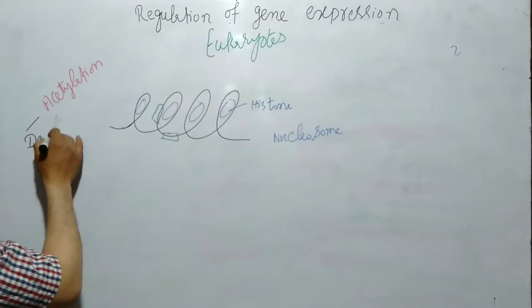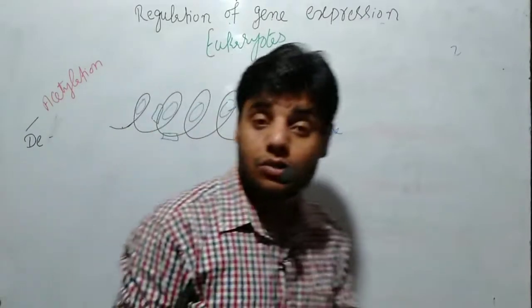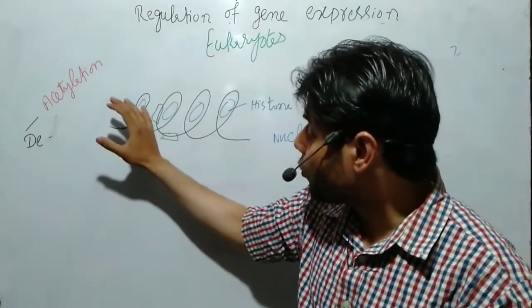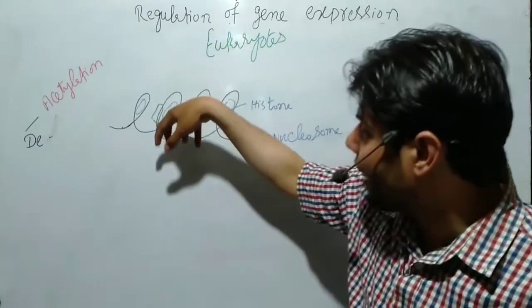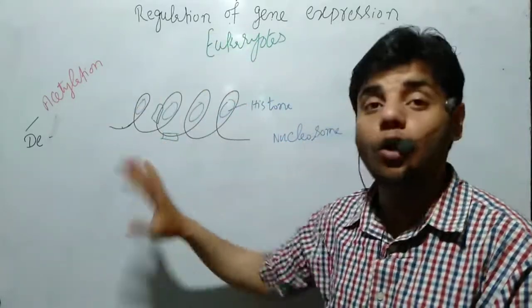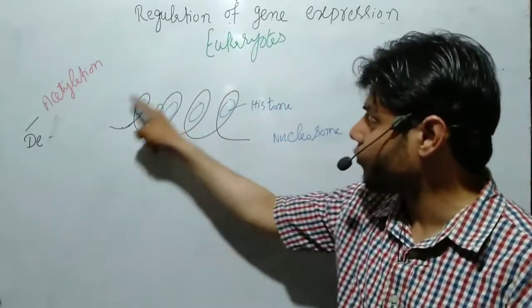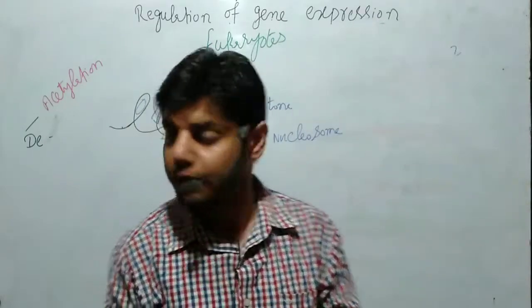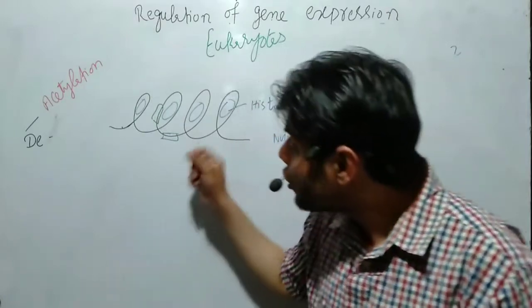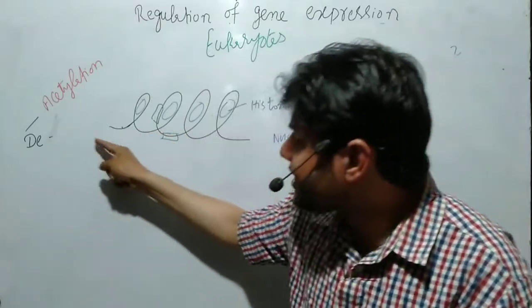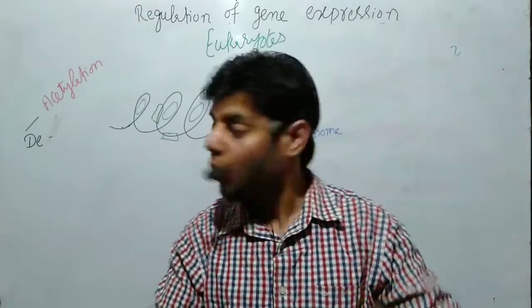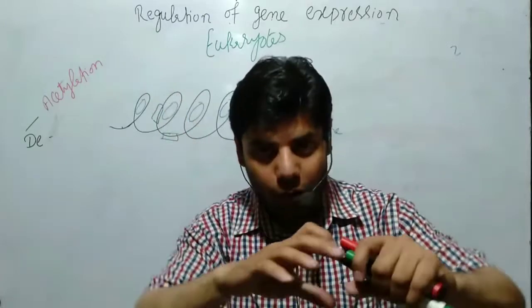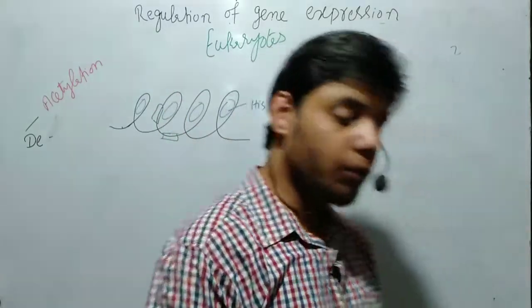In case of the deacetylation, the histone proteins are again bound and it will cause the coiling of the DNA, means the DNA will again form in a nucleosome structure. So deacetylation causes the cell to recoil, while acetylation causes the cell to be open. Then we have another process.